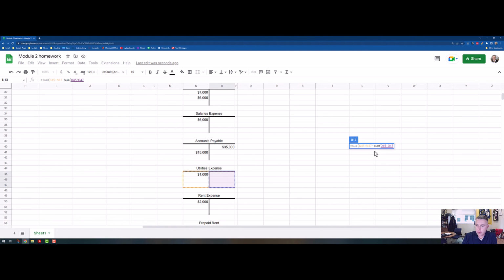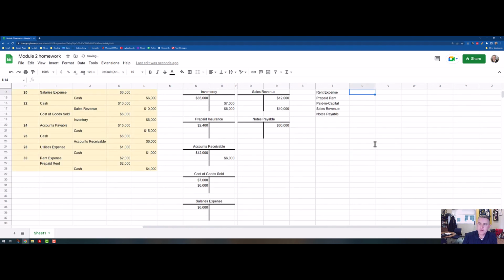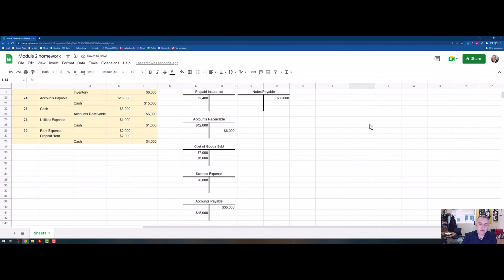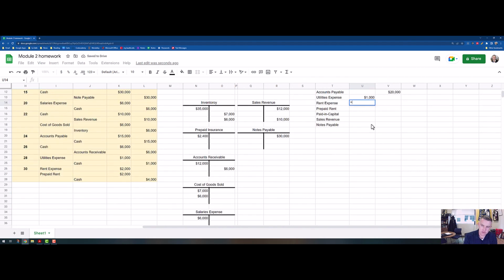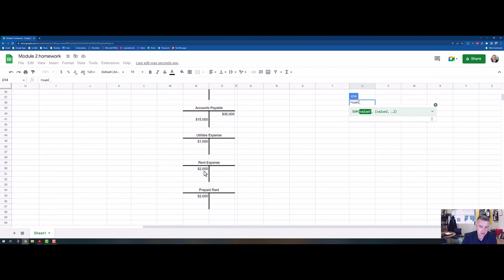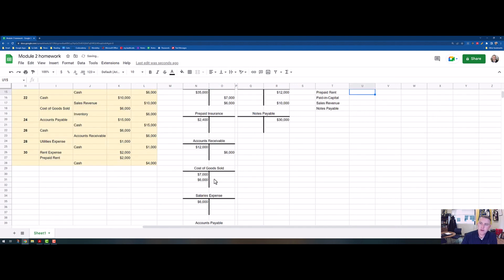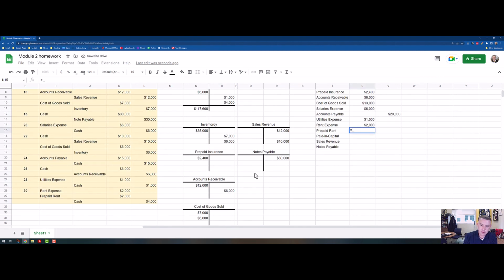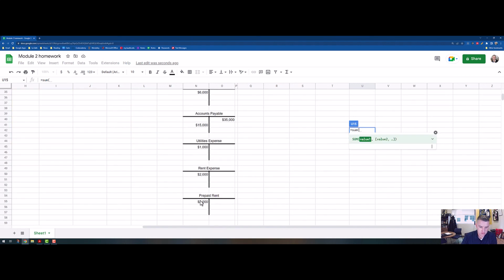It looks like I have a formula error here. I forgot my parentheses. So then rent expense, again, that's going to be a debit because it's an expense. Expenses end up in retained earnings. And then I'm going to do the sum of, okay, and then prepaid rent, I'm going to do the sum of the debits, right, minus the sum of the credits.